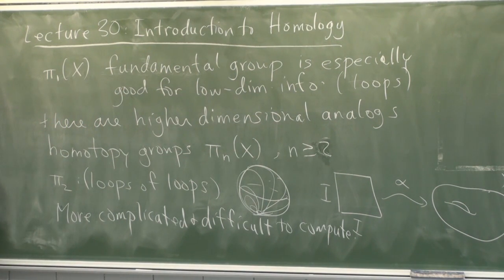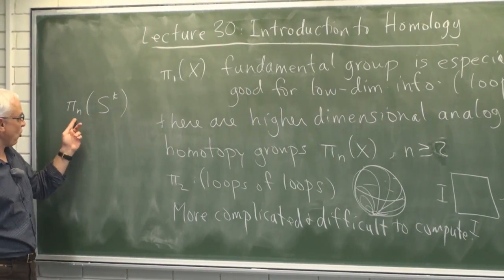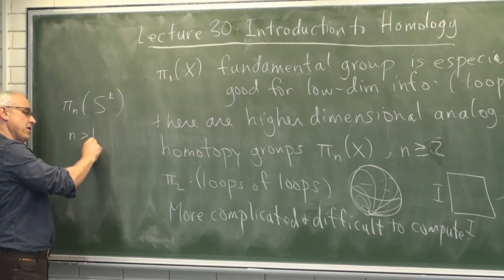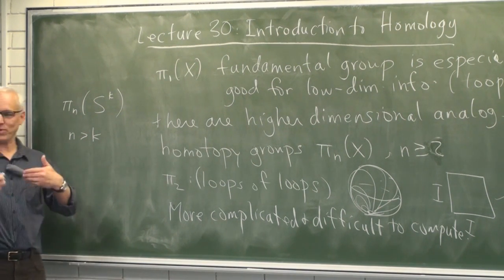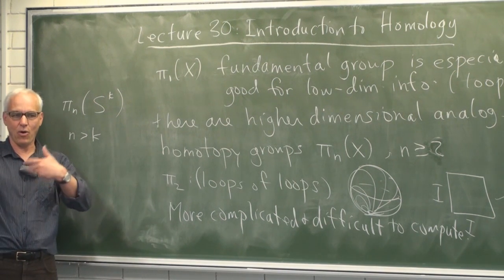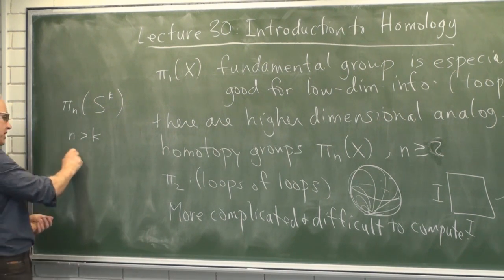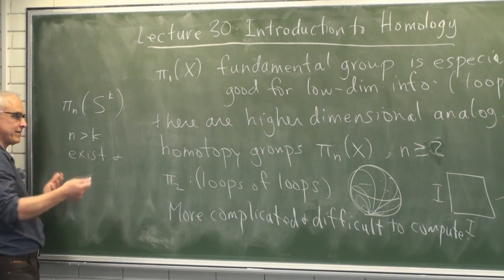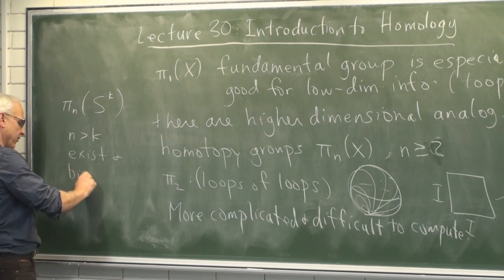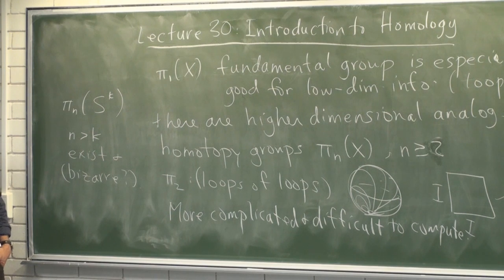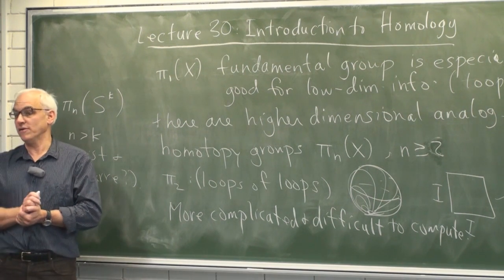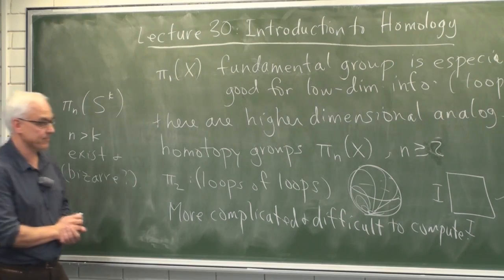So it turns out that when we look at the homotopy groups of the k-sphere, the k-dimensional sphere, its homotopy groups exist even if n is bigger than k. So in some sense, somehow measuring higher dimensional holes in the k-dimensional sphere. So these exist and are quite irregular and bizarre, let's say, almost. Rather interesting, but so what we want is an alternative to homotopy groups, and that's what we're going to talk about today.